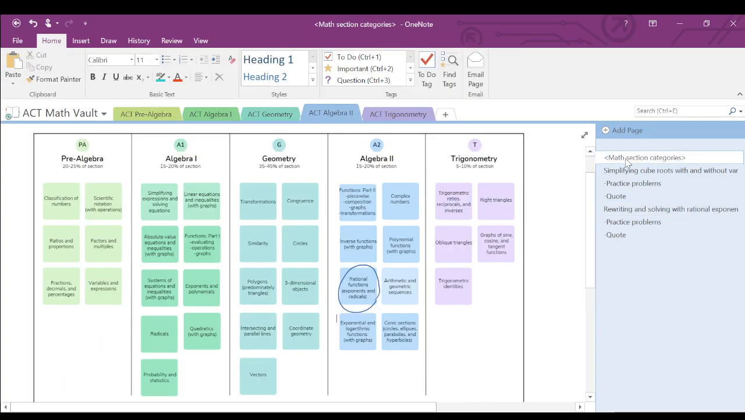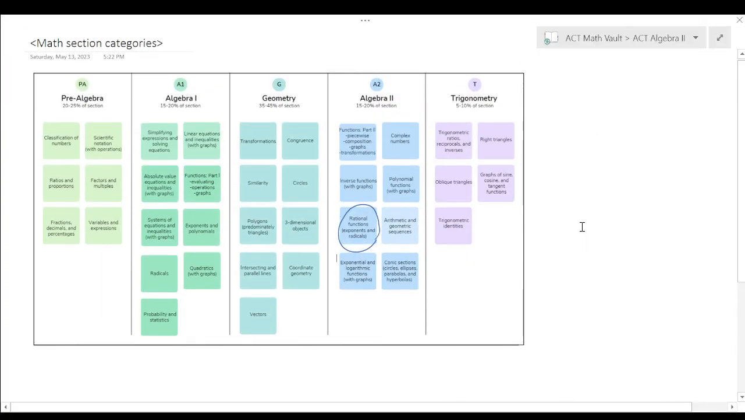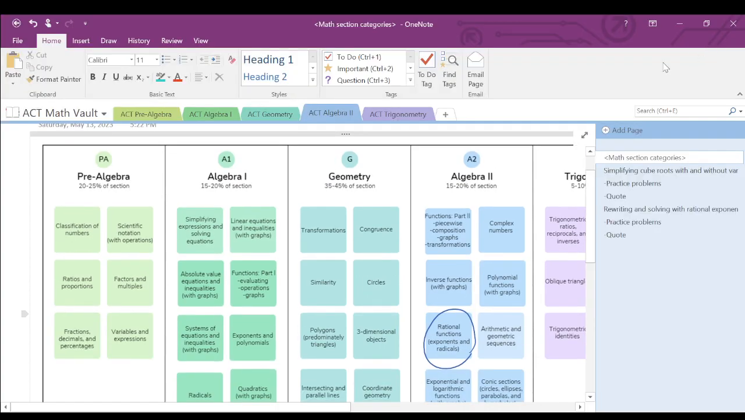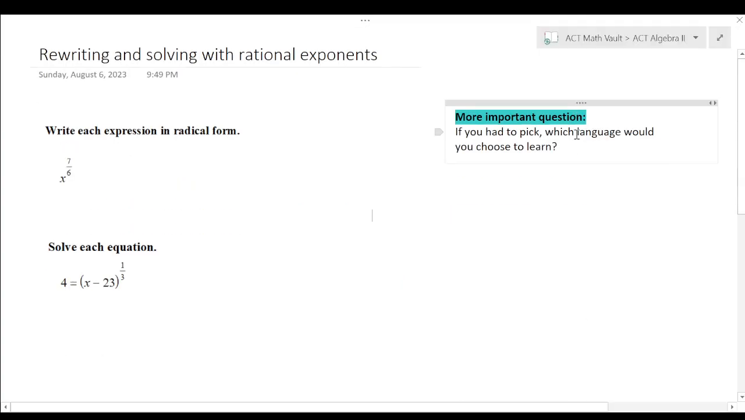So on the math section under Algebra 2, you would see questions related to rational functions, but that section also can include questions about exponents, including rational exponents like we'll talk about here, and radicals. Radicals with all different roots. So in the first one, it's mentioning something about radical form.